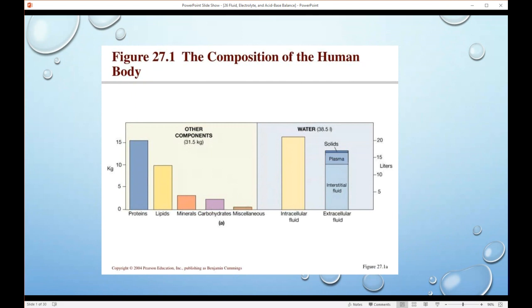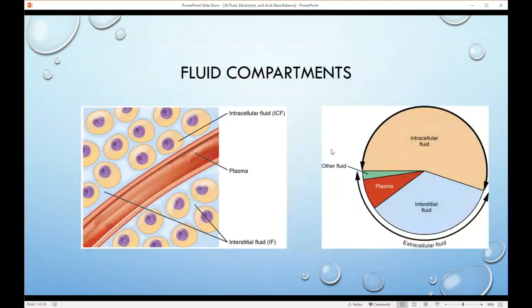And then we can look at our water, okay? The water is going to be either here within our intracellular fluid, in our extracellular fluid, and that can also be divided further into our interstitial fluid, the plasma, and then even solids are going to contain some water. Okay. So we have some different fluid compartments in order to hold all that water, right?